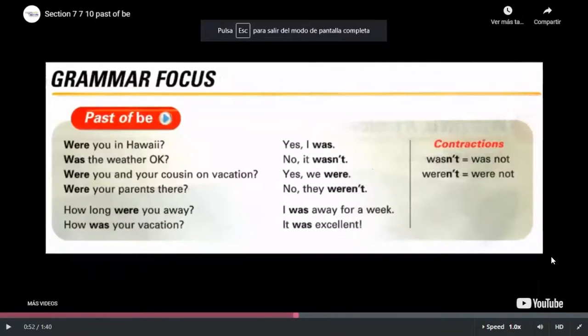Remember, simple past of the verb to be: was and were, right?